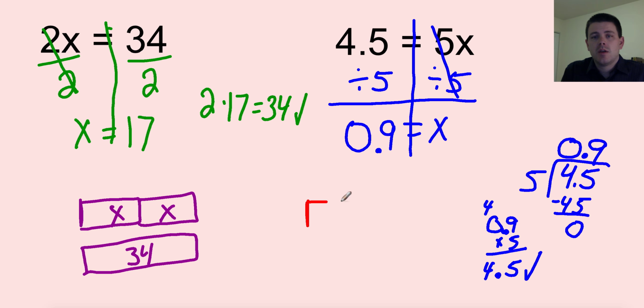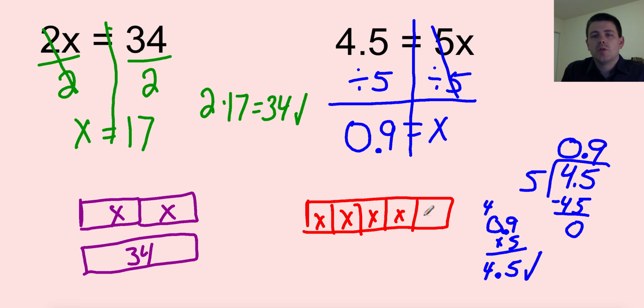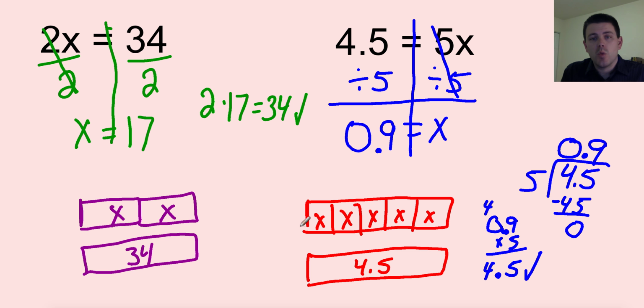Okay, now our bar diagram. 5 x's. So I need a bar that's broken up into 5 equal parts, each one representing one of my x's. 5 x's, 5 groups of x. And it's going to be equal to our total of 4.5. Again, if we want to find just one piece of this, we just want one small piece of 4.5. We want to divide it into 5 pieces in order to find our answer. So that bar diagram helps you see what it is you need to do in order to solve your equation.